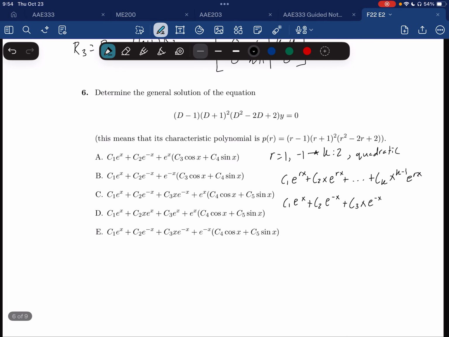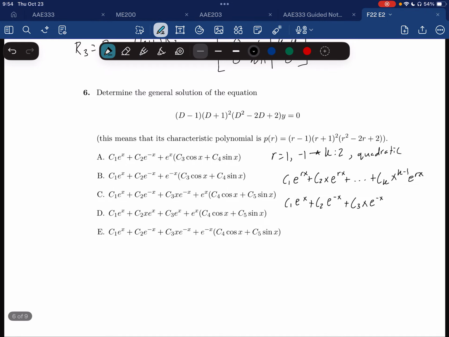So let's solve it. Not factorable, so we're going to use the quadratic formula. r is going to be equal to minus b plus or minus the square root of b squared minus 4ac, all over 2a. I could have told you that this was going to be an imaginary number because all our solutions have sines and cosines in them. This simplifies all the way down to 1 plus or minus i.